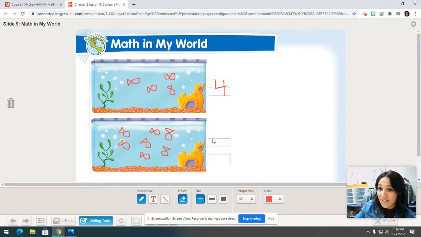Remember, when we write 7, we say slide to the right and slide it down. Slide to the right and slide it down. I am number 7.